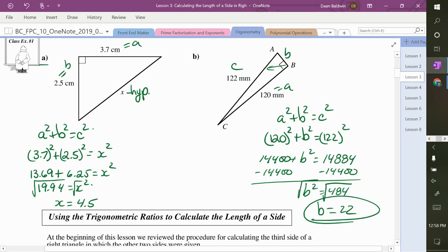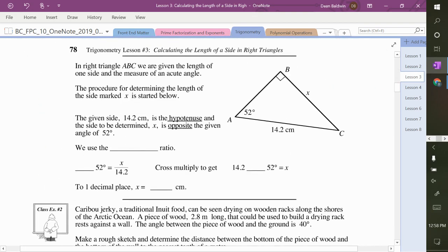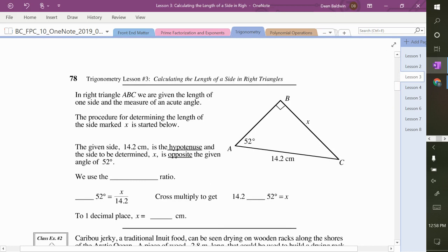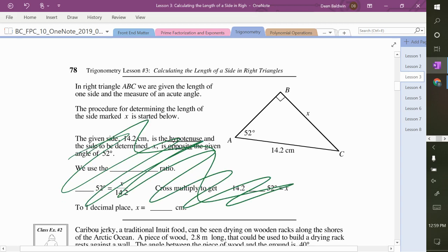However, can I flip the page? If you do not have two sides, you only know one side here, you cannot use the Pythagorean theorem. You have to use trigonometry. Okay? If you have an angle and a side, it's trig. And there's a series of steps that we're going to go through to solve these. They're the same on every question, basically. So I hate that they do all this. The first step, where am I going to label this?